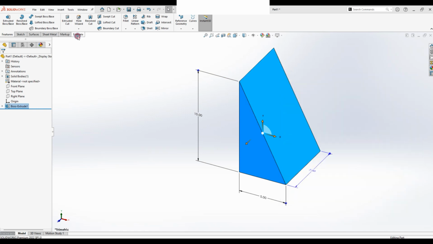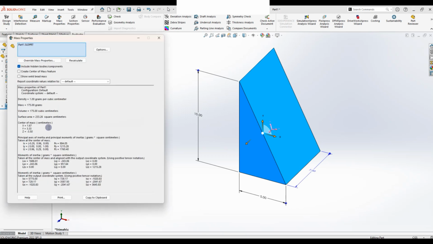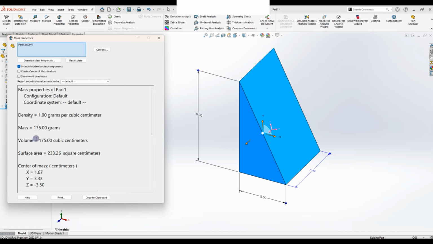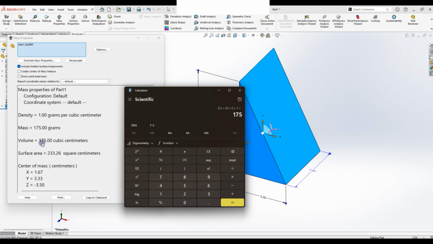Let's find out in SolidWorks CAD tool. So going to Evaluate and selecting Mass Properties. So we got the same value, volume 175 cubic centimeter. See here, 175 and here also 175 we got.